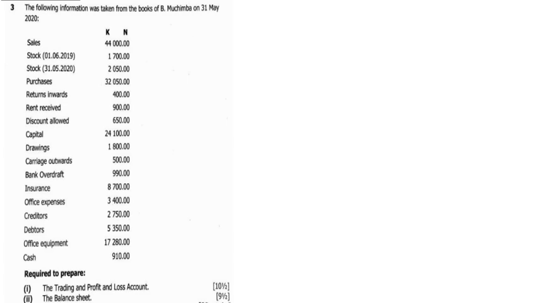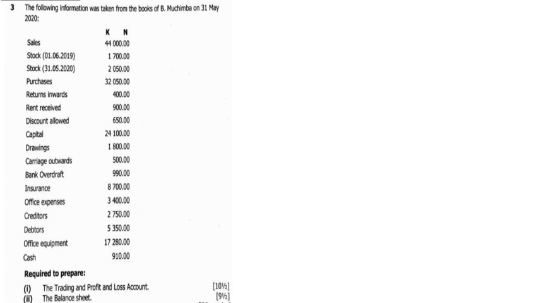Purchases, that is 32,050 kwacha. Return inwards 400. Loan received 900. Discount allowed 650 kwacha. Capital, that is 24,100. Drawings 1,800. Carriage outwards 500 kwacha. Overdraft 990 kwacha. Insurance 8,700 kwacha. Office expenses, that is 3,400 kwacha.